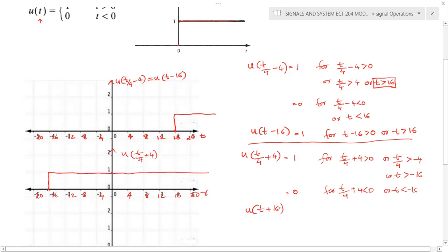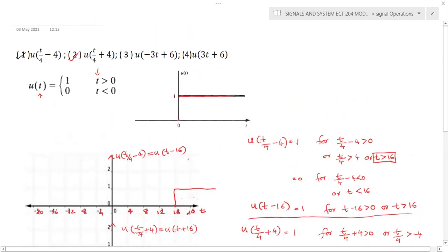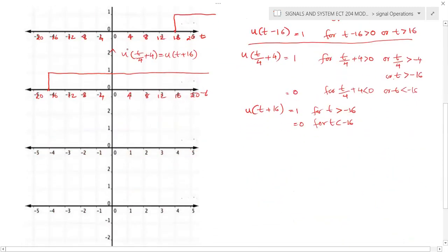If you write the definition of u of t plus 16, it is equal to 1 for t greater than minus 16, and 0 for t less than minus 16. So you can also write this equation like this, u of t plus 16. So you got two waveforms. Now we'll move to the third question, which is u of minus t plus 6. So now we need to plot. So this is all about the second question.